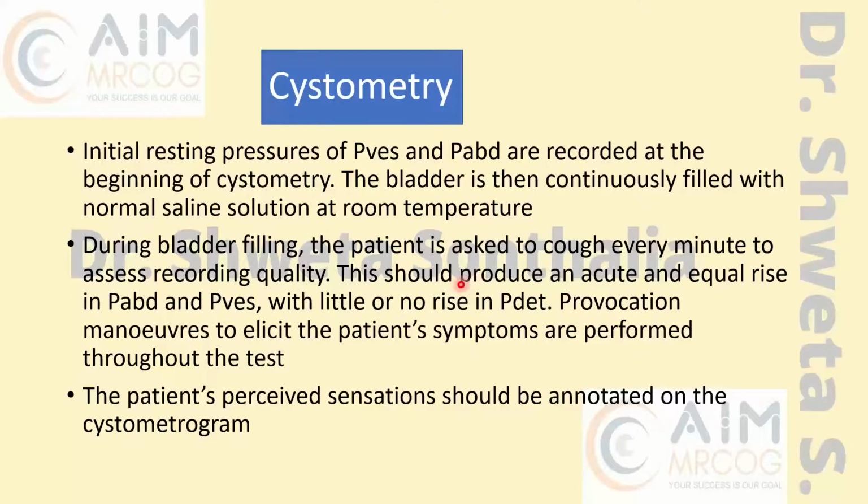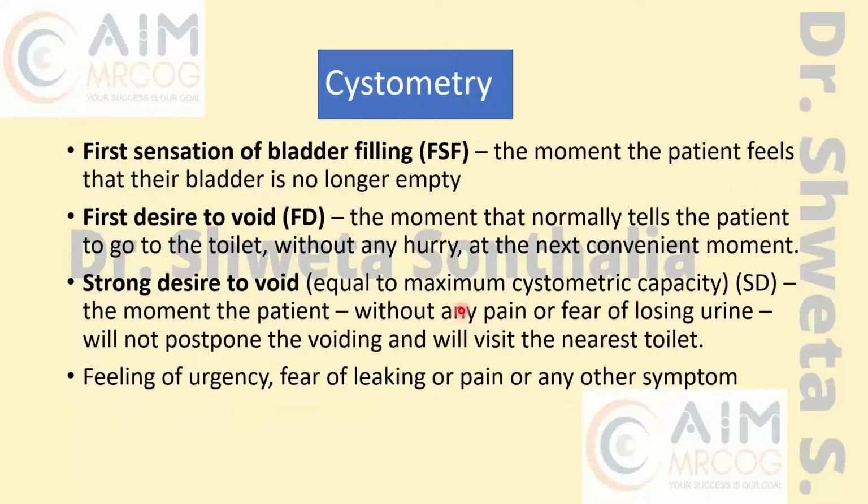After the filling, you will recreate the situation, like a tap of water running or putting her hand into cold water, to create all her symptoms which are giving her trouble, which are giving her urgency or incontinence. You will tell her to cough to detect stress urinary incontinence. So this is how you will create the situation and measure the outcomes in the cystometry.